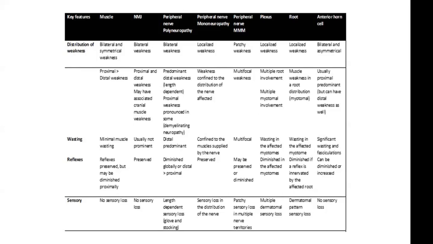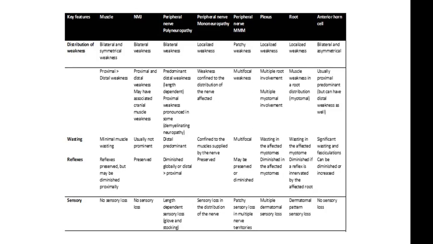It can't go outside the nerve. So if you diagnose a mononeuropathy, the weakness and the sensory loss should correspond to that nerve. It can't step outside that, it can't jump. Right? So make sure that you know that distinction, differentiation. So it has a neural distribution.